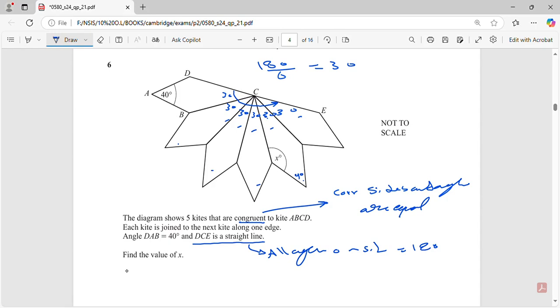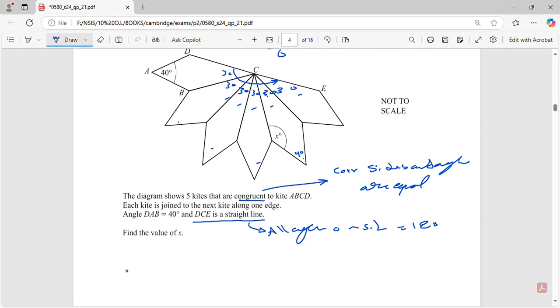How can I find the angle x? How can I know the measure of this angle? This would be too important for me. Do you have any idea for this part? Since the five kites are congruent to the first kite, and they join together along one edge, and this angle is 40, how can I know? Okay, it all depends on the property of the kite. Do you remember what the property of the kite is?